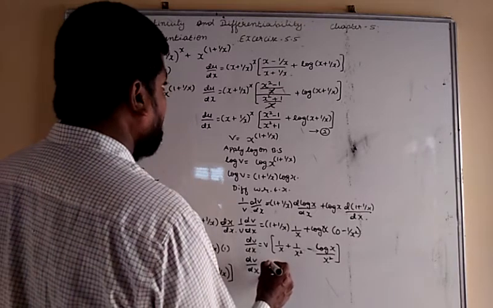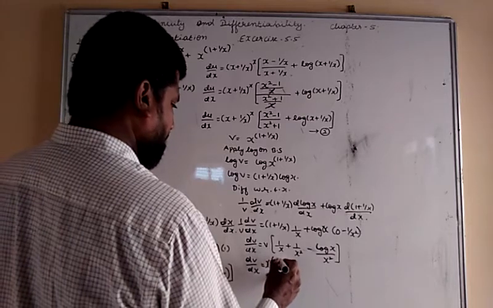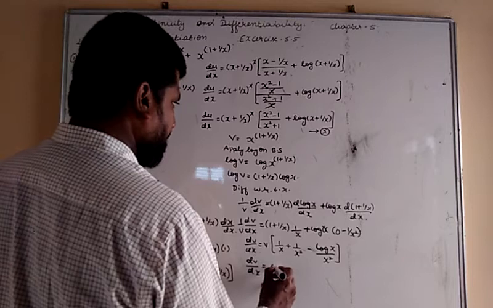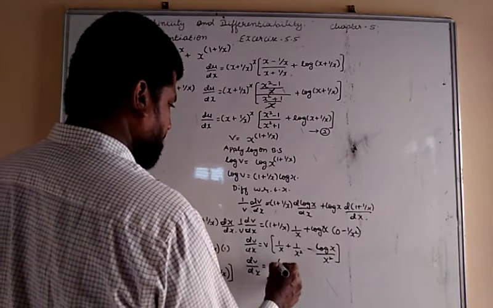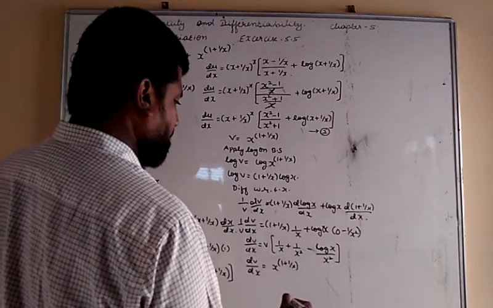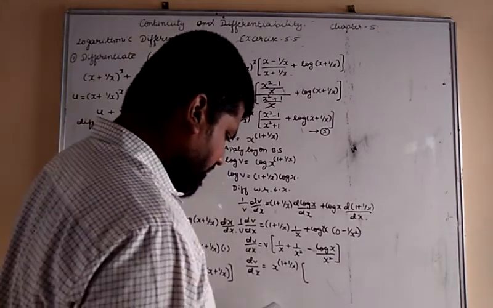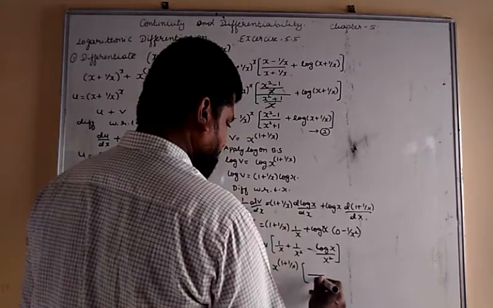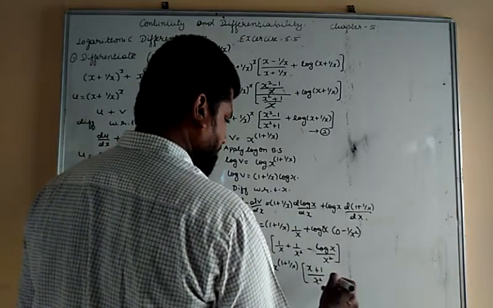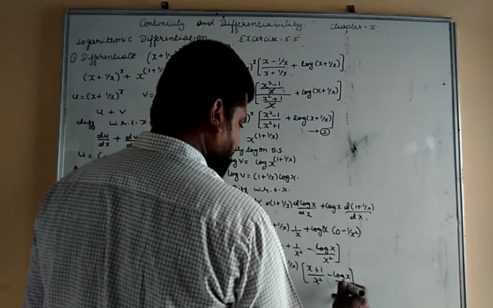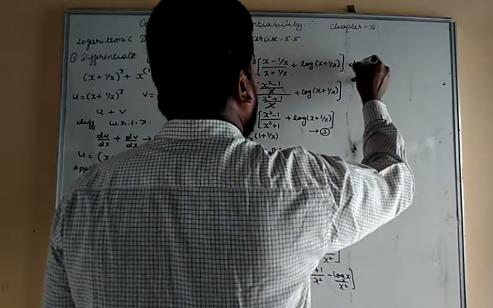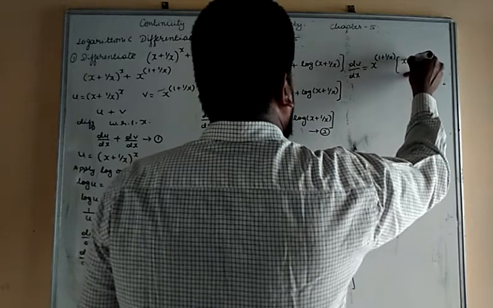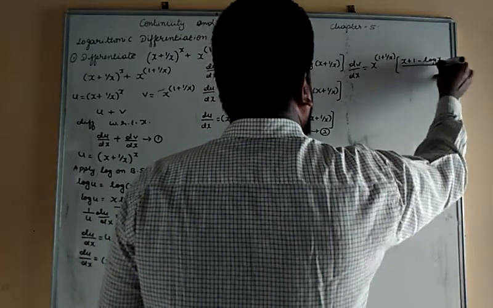dv/dx = the value of v, which is x^(1 + 1/x), into, so here to take LCM, x^2, here (x + 1 - log x)/x^2. So dv/dx = x^(1 + 1/x) into (x + 1 - log x)/x^2.